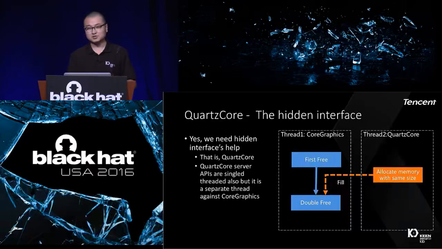So we can change our strategy. We can make two threads. We just mentioned that we have another framework called QuartzCore, which runs in another thread. So the new strategy is, in thread 1, we try to trigger the bug again and again. And in thread 2, we try to allocate memory of the same size. If it fails, nothing happens. But if it succeeds, then we may get code execution, which is very good.